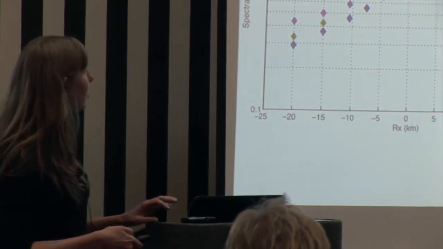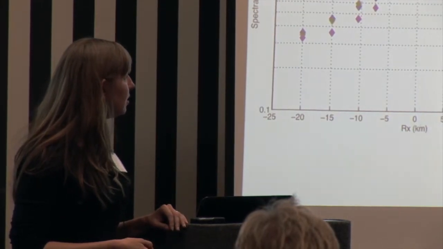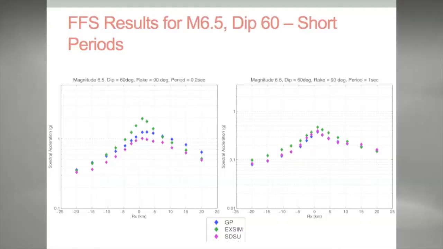Okay, so this was at a magnitude of 6.5 with a dip of 45. This is at 60. So you're starting to see much more of a difference now. This is Graves and Pitarka coming up, coming down. XM is much higher at 0.2 seconds as it's coming up and over the top. And then SDSU is lower than the Graves and Pitarka, especially as you're right on top of the hanging wall coming here, and then as you're coming down. So very similar for the 1 second as well.